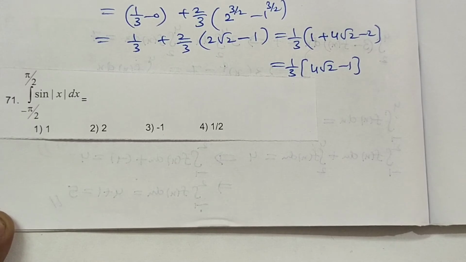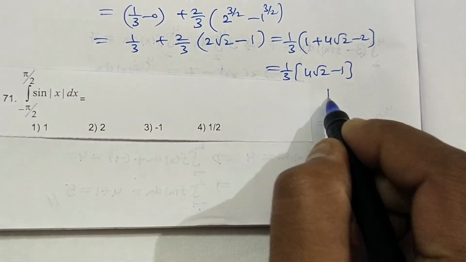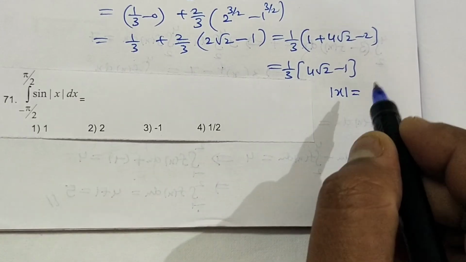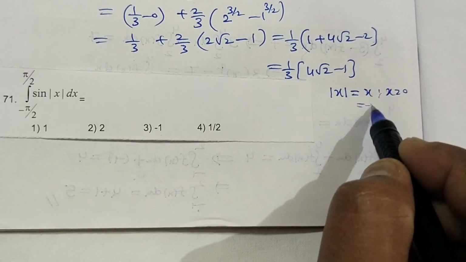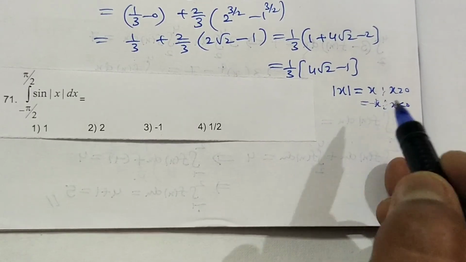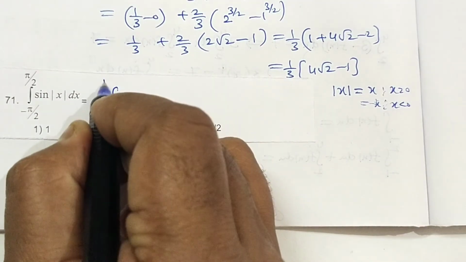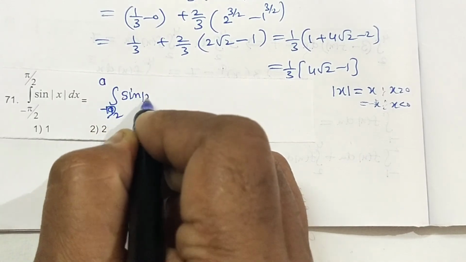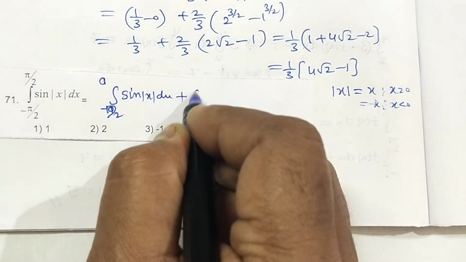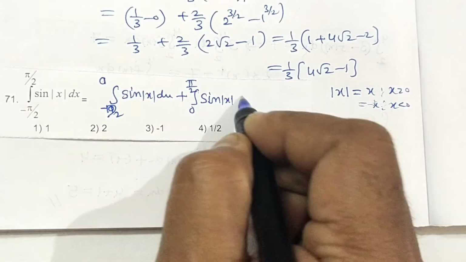The next question. Integral minus pi by 2 to pi by 2 sin mod x into dx. See here, mod x is plus x when x is greater than 0, and minus x when x is less than 0. So here also, minus pi by 2 to pi by 2 we can write as integral minus pi by 2 to 0 sin mod x dx plus integral 0 to pi by 2 sin mod x into dx.